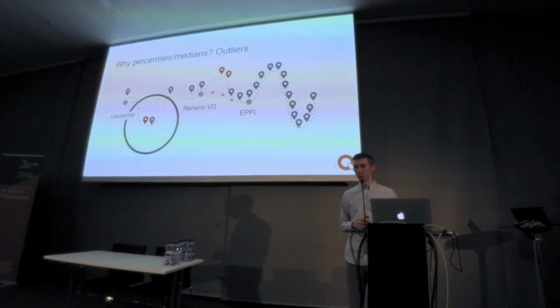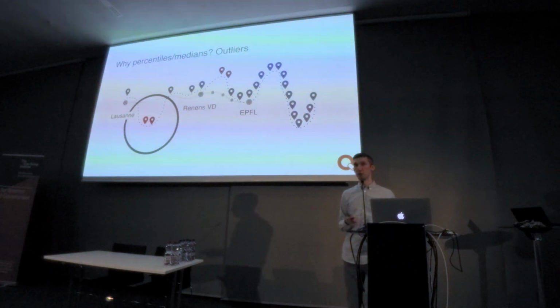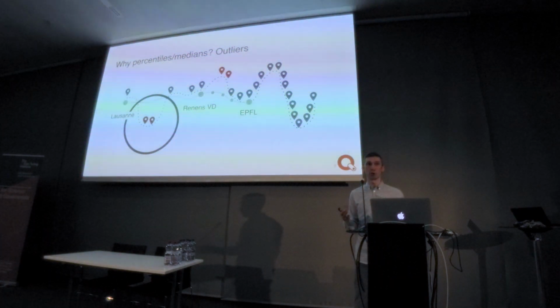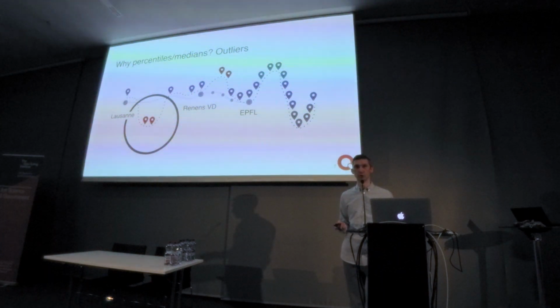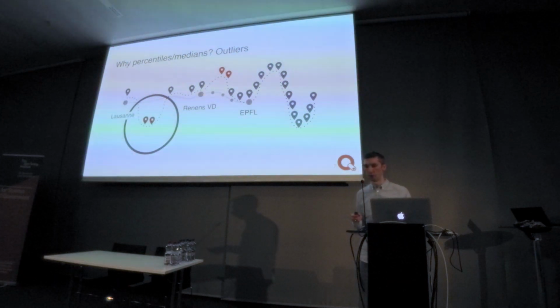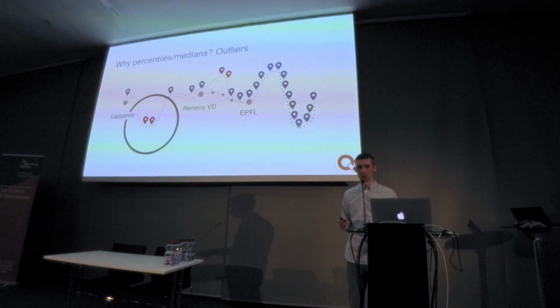Just one thing I want to stop at here is why do you actually want percentiles or medians? It's because of the location outliers. If you ever worked with data delivered from a mobile phone, you could see that some locations are 100 meters, 200 meters, or even kilometers off from where the person actually is. So if you use statistical features such as averages, this will basically skew your results. So you want to have statistical features such as percentiles to get rid of these outliers.